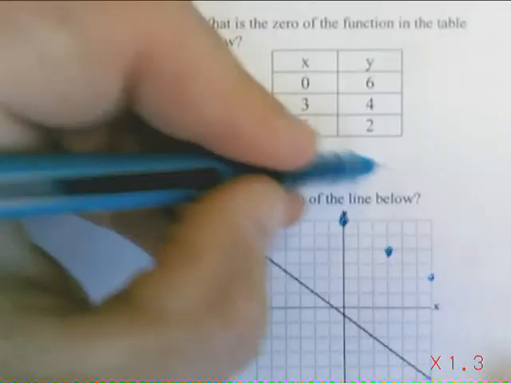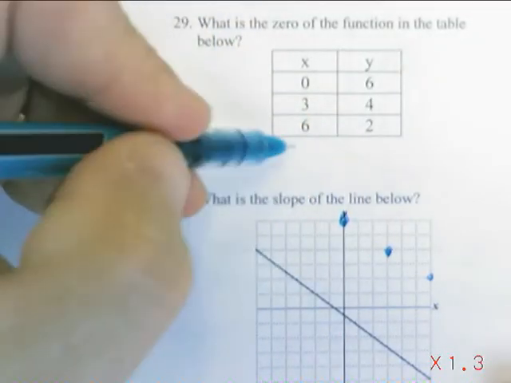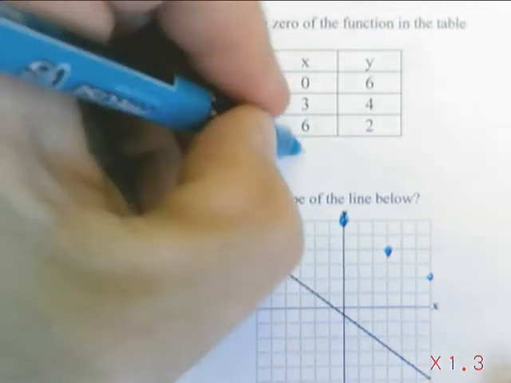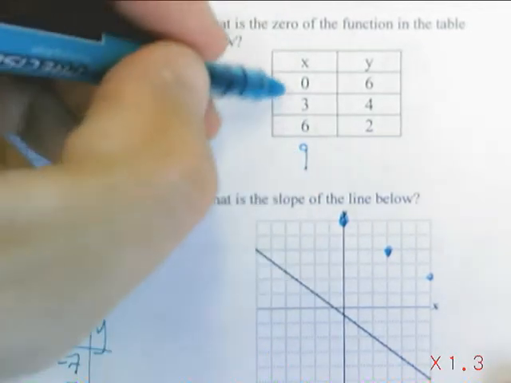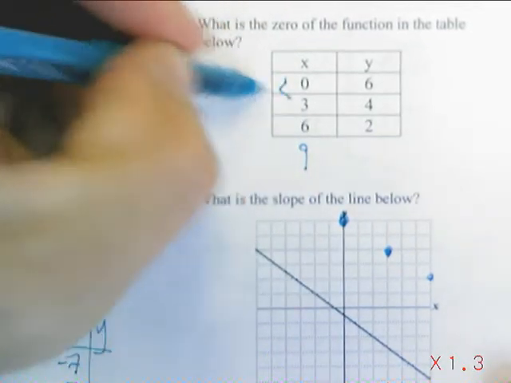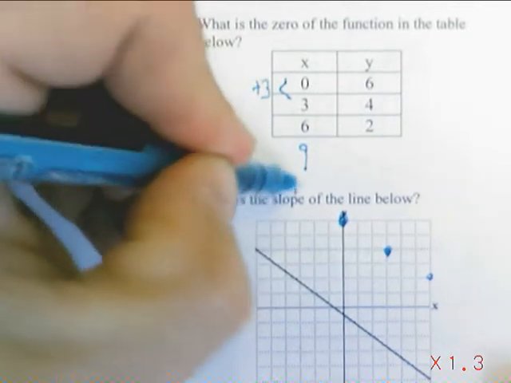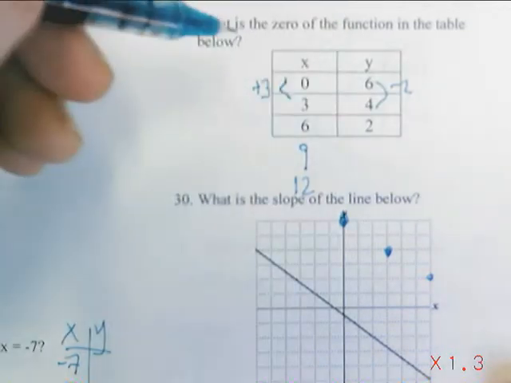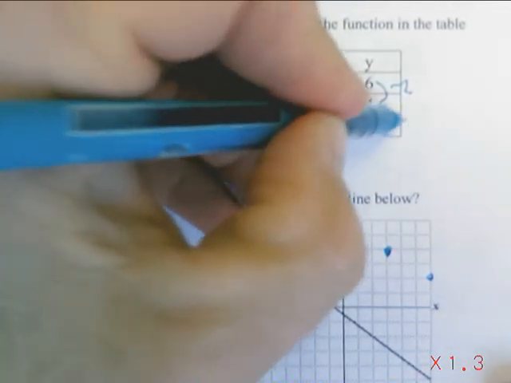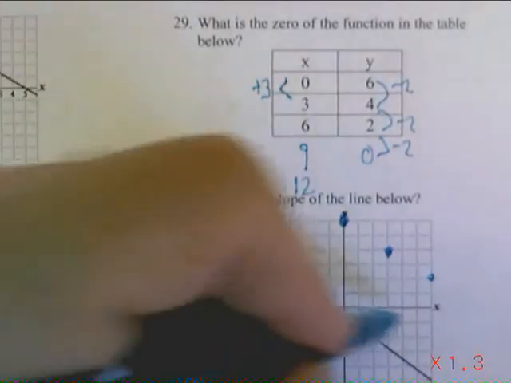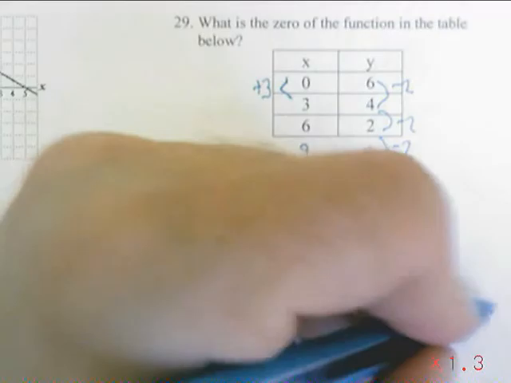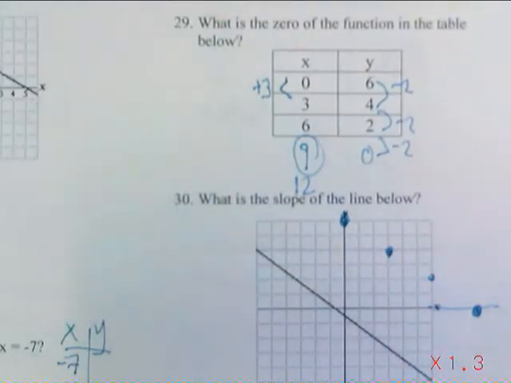I want this number to be 0. So if I keep going this pattern, 0, 3, 6, this number would be 9, because each time they increase by 3. And this will be 12. If I go in this direction, the pattern for this one is subtract 2. If I do the pattern one more time, I'll get a 0. If I graph the point 9 and 0, I'd have a number on the line. So my 0 is a 9.